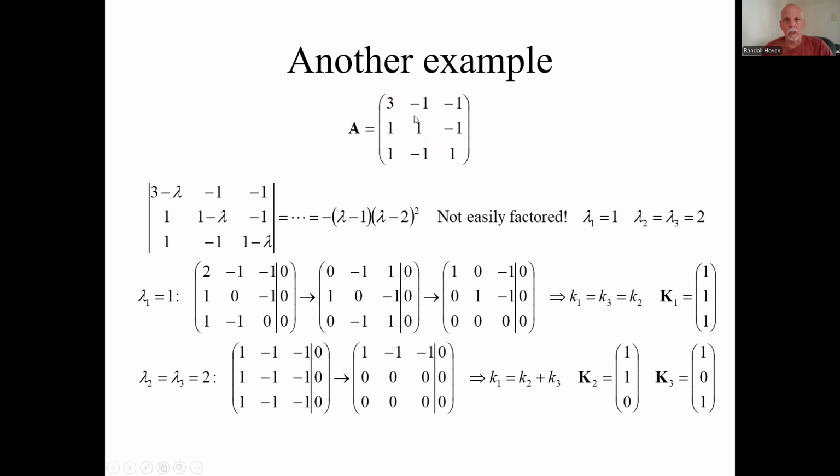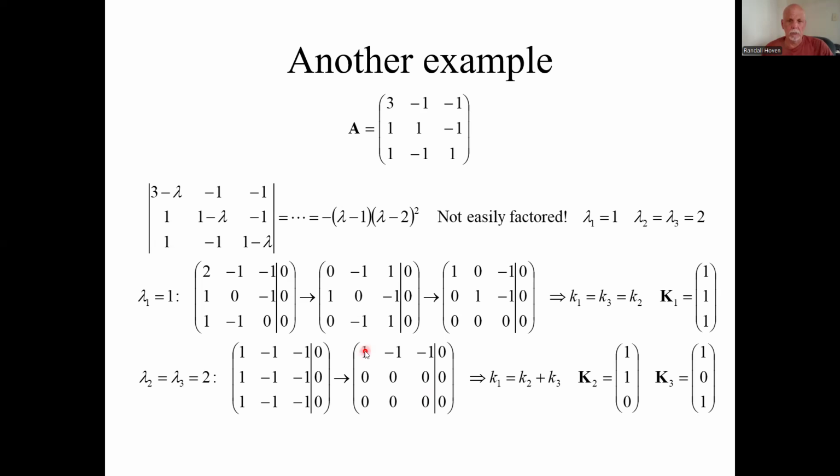Subtract 2 from the diagonals. I'll get 1, minus 1, minus 1. All three rows are the same. So I'll have 2 all-zero rows. I'm going to get 2 linearly independent eigenvectors out of this guy. This says that K1's my pivot variable. K2 and K3 are the free variables.